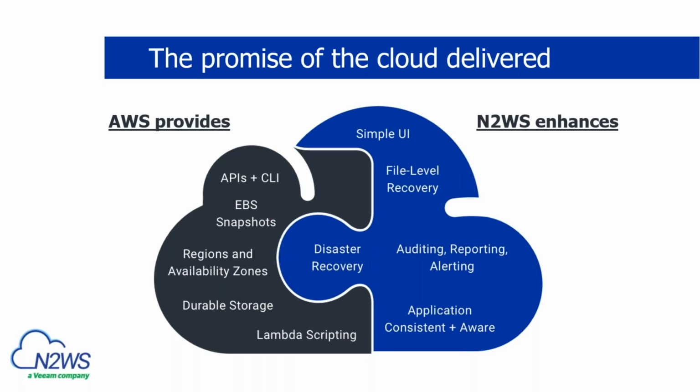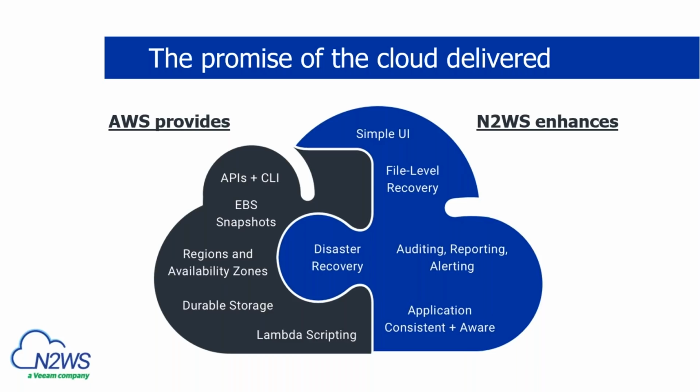So what you're seeing here in this puzzle tile, on the left side of the screen, AWS provides APIs and CLI, EBS snapshots. And that's something we already talked about. Those are basically the manual backups that you can produce. The regions and availability zones, durable storage, and of course also the Lambda scripting, which kind of sort of helps you then to also prepare these snapshots. Now, on the right side of the screen, that's where N2WS enhances your experience with the cloud. We simplify the entire management of all of these services.